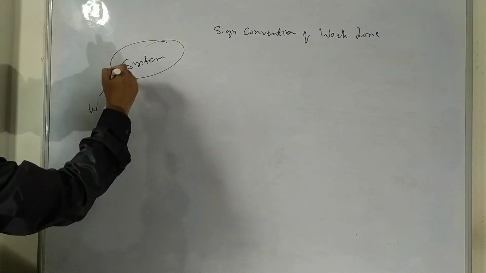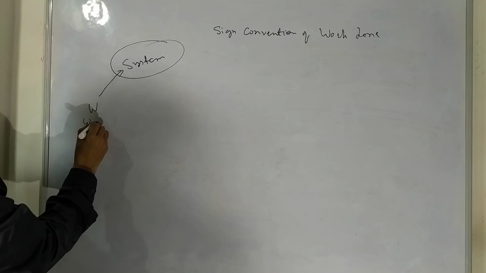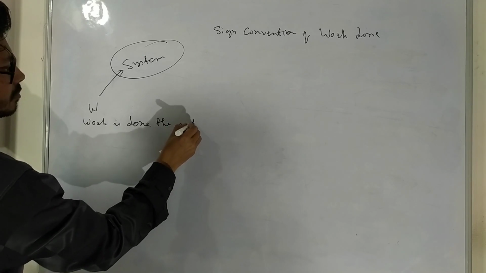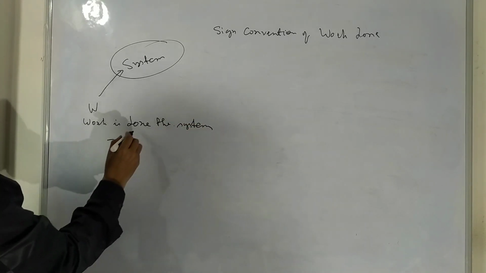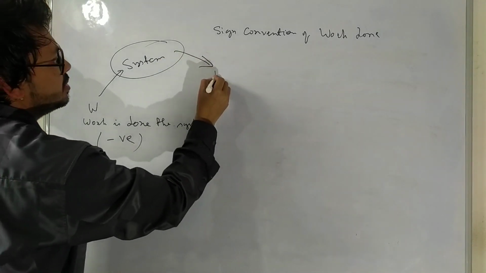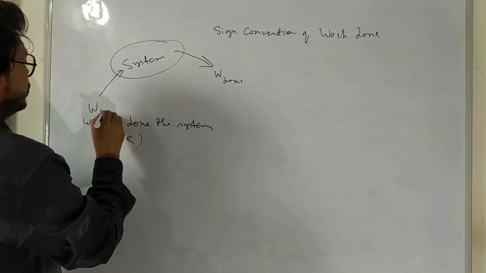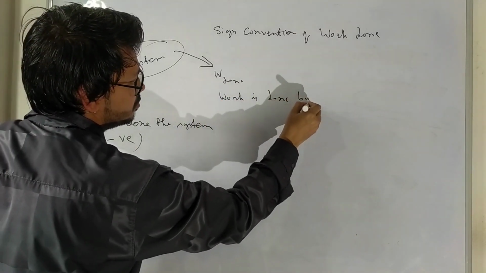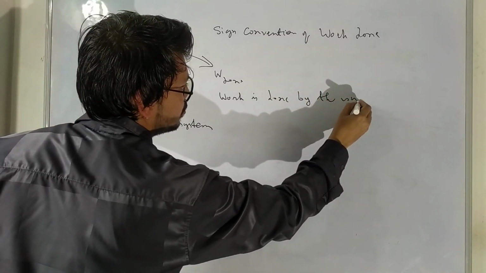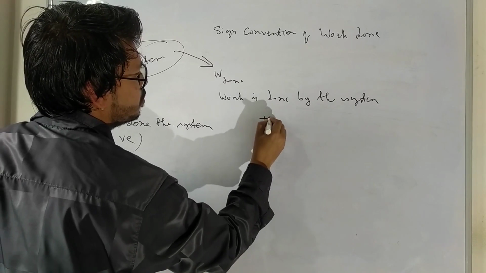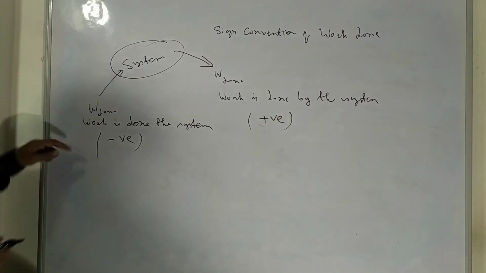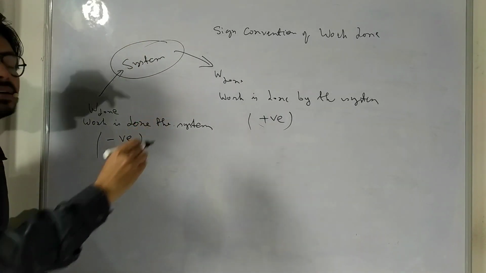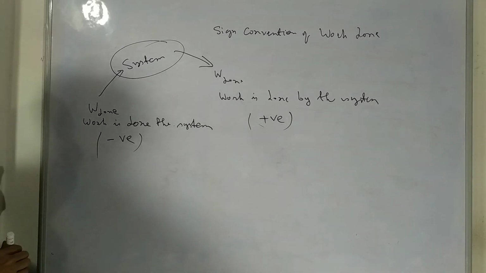See, if work is done on the system, then this is negative. And if work is done by the system, then we consider it as positive. So if work is done on the system, then it is negative, and if work is done by the system, then it is positive. This is the sign convention of work done.